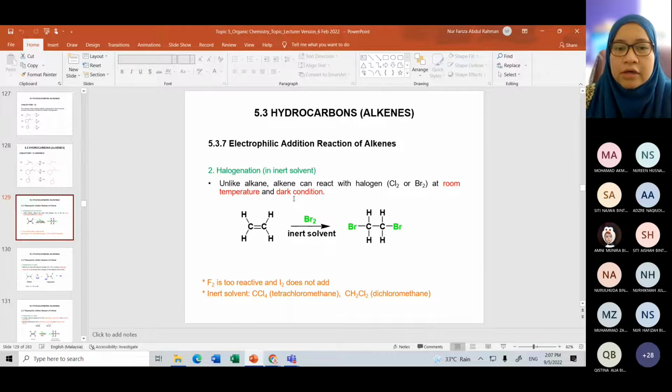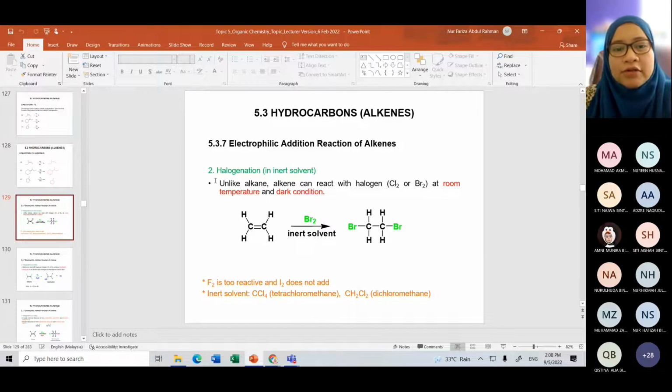For inert solvent, normally we would use CCl4 or CH2Cl2, or sometimes ethane can also be used to represent the inert solvent. For this one, you have to specify whether you are using inert solvent, CCl4 or CH2Cl2, or you use water, bromine in water. Even though the main reagent used is bromine, the solvent used is not the same. A difference in solvent will lead to a different product formed, so that is why you have to specify.